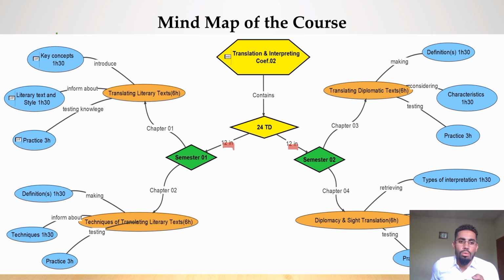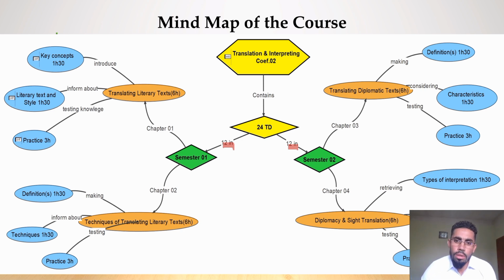Two sessions are theoretical: key concepts and literary text. What is a literary text, and what is a literary style. Then we have 3 sessions for the practice. The second chapter is about techniques of translating literary texts, and we will see what is meant by a technique and what the techniques of translation are and how we apply them to have a good translation. We also have 3 hours for practicing the techniques of translating literary text.